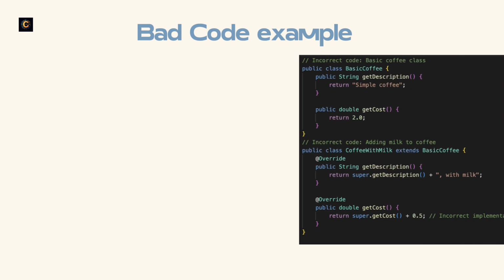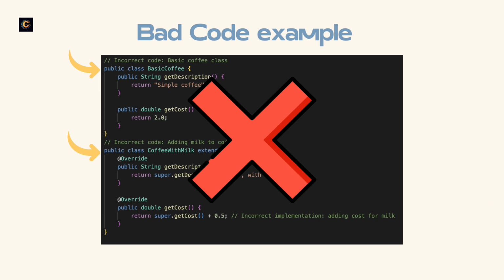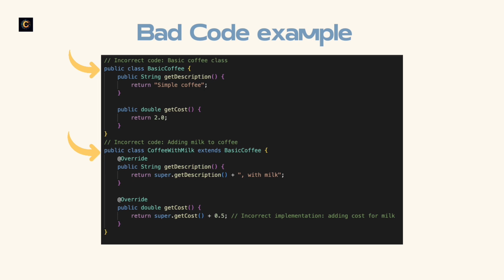Now, let's dive into some code examples to understand how the decorator pattern works. In this incorrect implementation, we will start with a basic coffee class and attempt to add milk as a decorator. Here, we are attempting to add milk to our coffee class by creating a subclass called coffee with milk. But this approach is flawed because it violates the open/closed principle. We are modifying the existing class instead of extending its functionality.